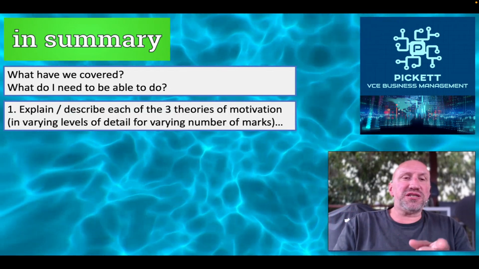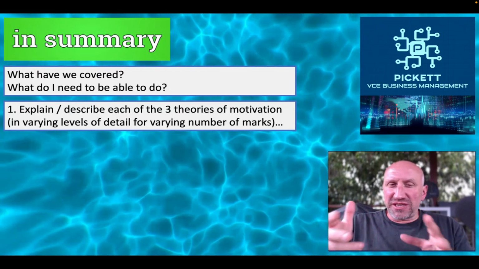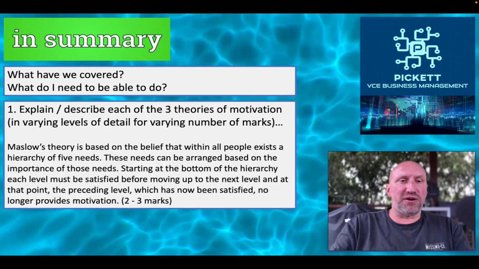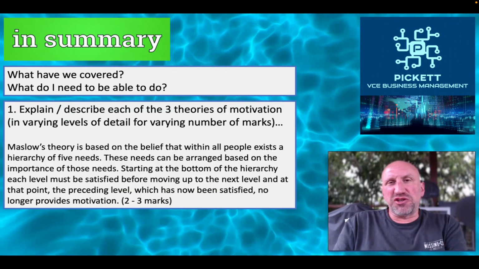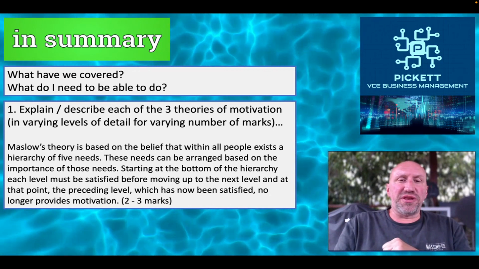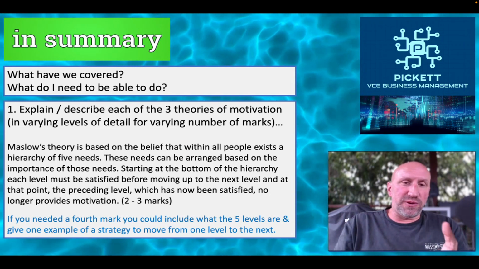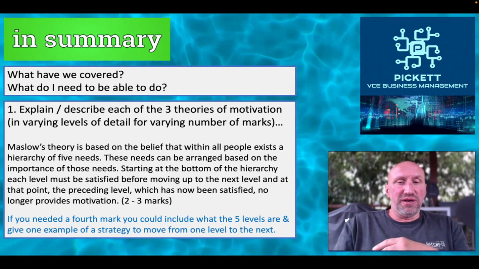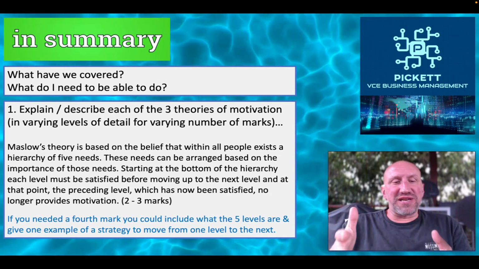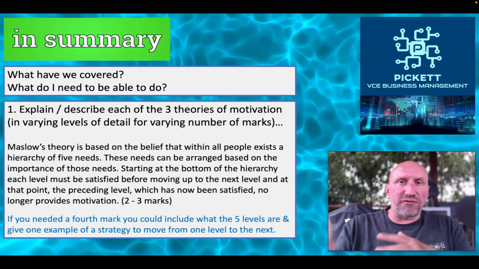First off, you need to be able to explain and describe each of the theories of motivation in varying levels of detail for varying levels of marks, because you can be asked the same question but for different levels of marks. So, for example, for a 2 to 3 mark explanation of Maslow, something like what you see on the screen there would probably suffice. If you saw the exact same question, explain or describe the theory, but for 4 marks or maybe even more, you could then include what the 5 levels actually are, and then give an example of a strategy to move from one level to the next.